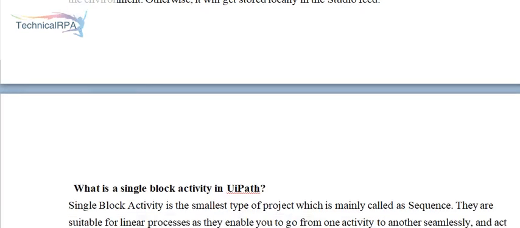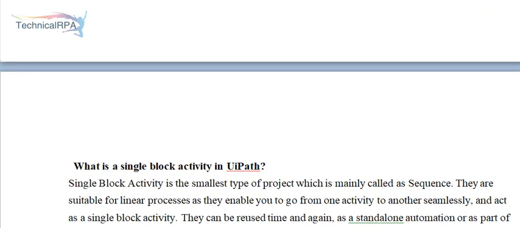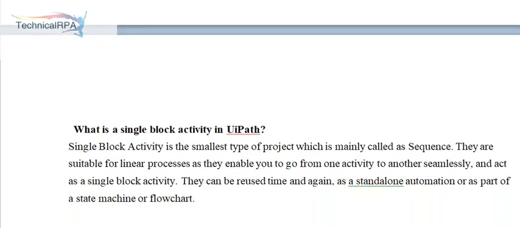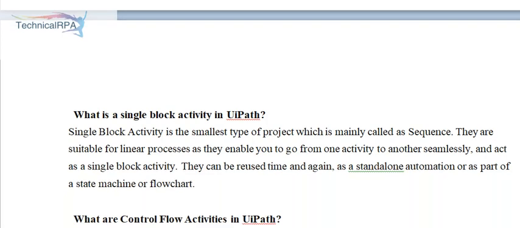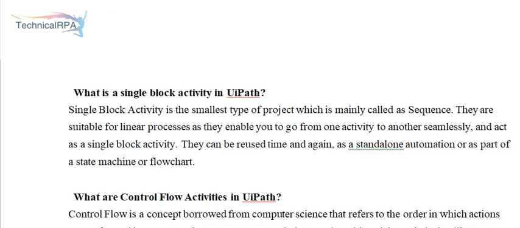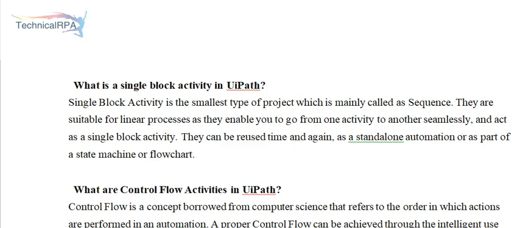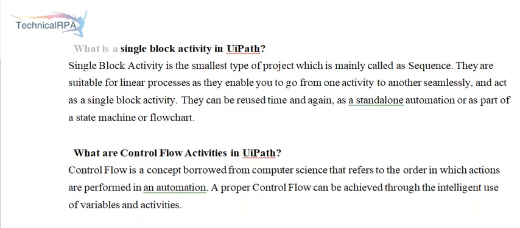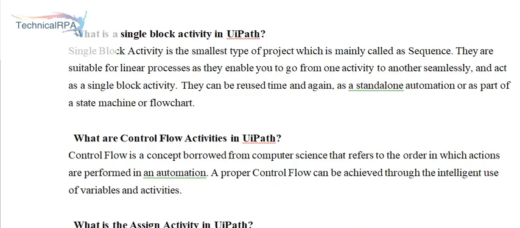What is a single block activity in UiPath? Single block activity is the smallest type of project, which is mainly called a sequence. They are suitable for linear processes as they enable you to go from one activity to another seamlessly, and act as a single block activity. They can be reused time and again, as a standalone automation or as part of a state machine or flowchart.